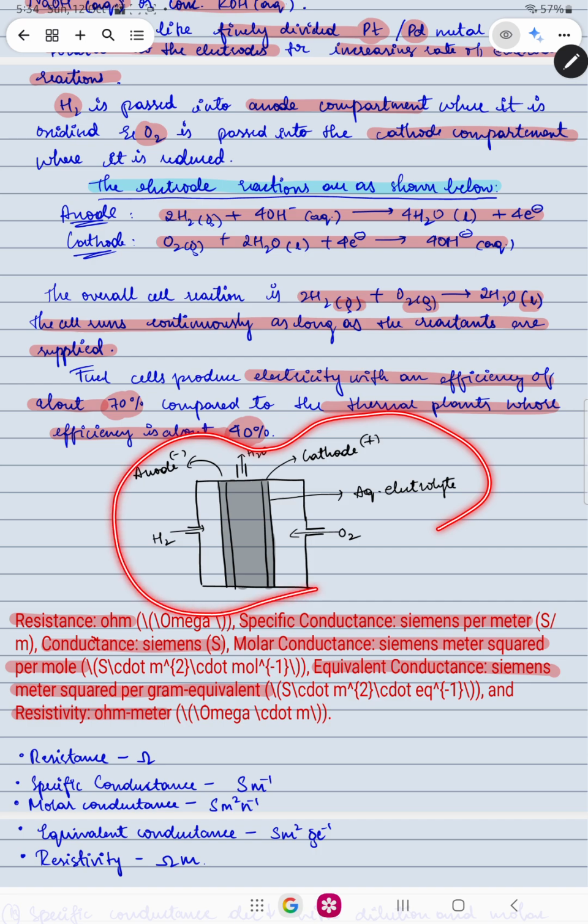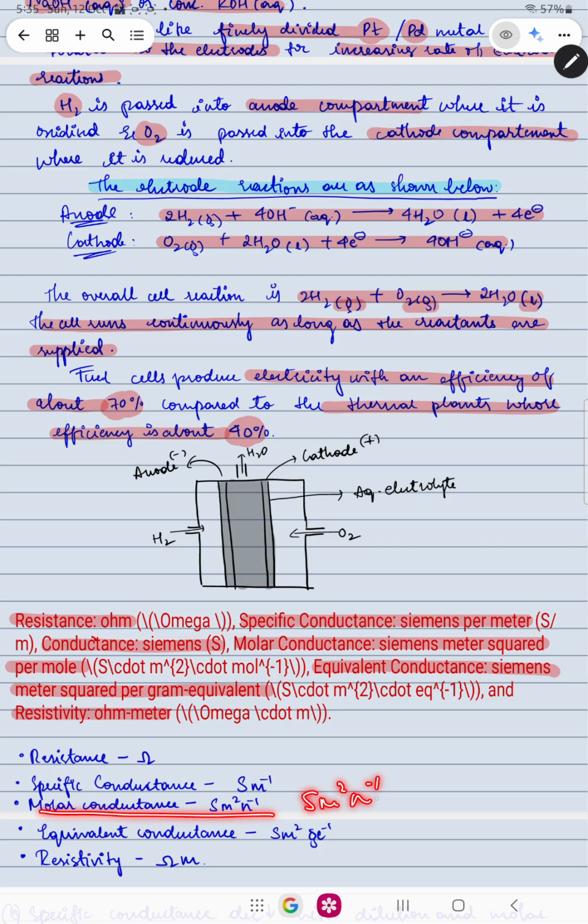And this is the mukhda of the cell we are talking about. Anode जहाँ पे हाइड्रोजन डालते हैं, कैथोड जहाँ पे ऑक्सीजन, and this is aqueous electrolyte and water. So now there is a question which asks us to write about the SI units. Resistance का ohm, specific conductance का Siemens meter inverse, molar conductance का Siemens meter square per mole.